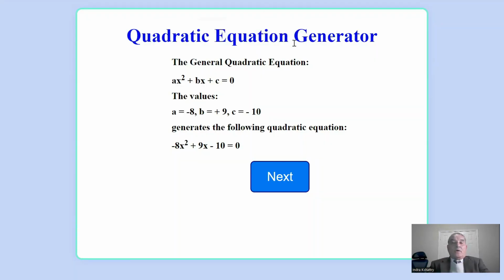This is the page to generate quadratic equations. Here we have a quadratic equation, ax squared plus bx plus c equals 0, which is a general quadratic equation. In this equation, a, b, c are constant numbers and x is a variable. This generates infinitely many quadratic equations with different combinations of a, b, and c. The values of the constants are generated here. When we plug in these values in this general quadratic equation, we get this quadratic equation. Let's keep on clicking this next button to generate infinitely many quadratic equations.